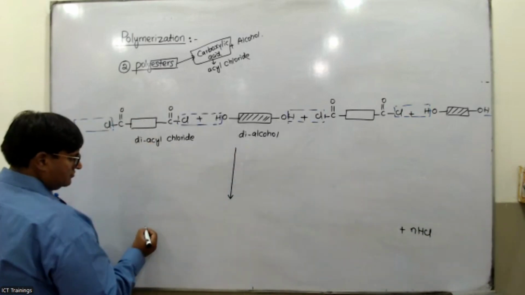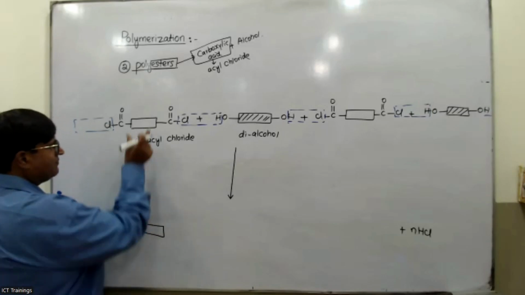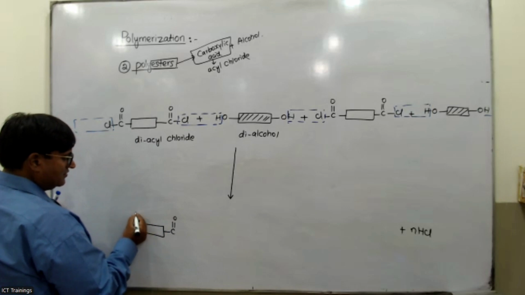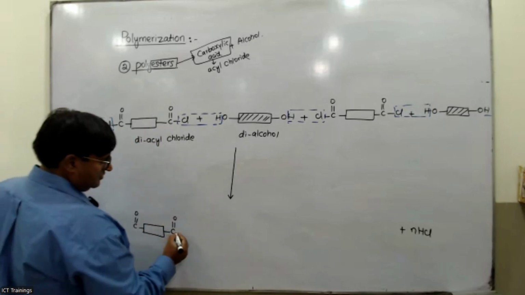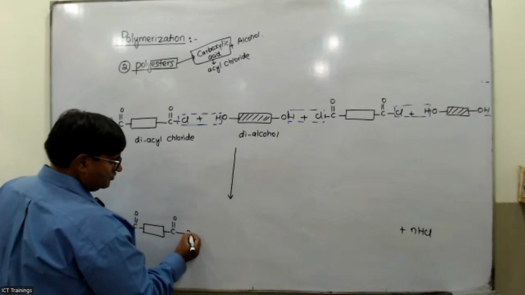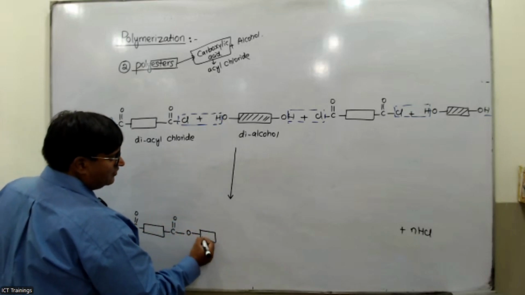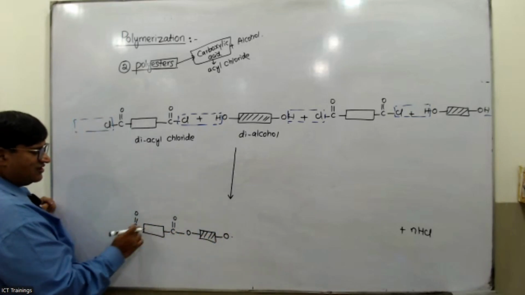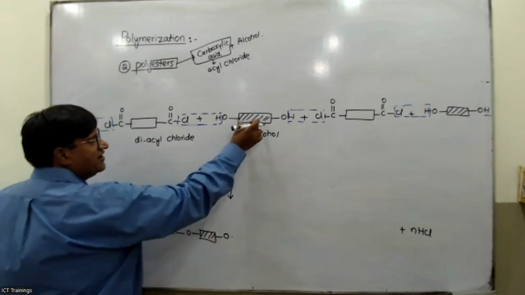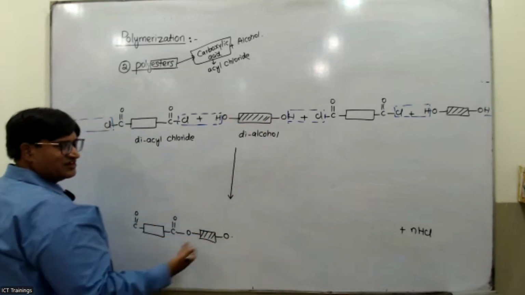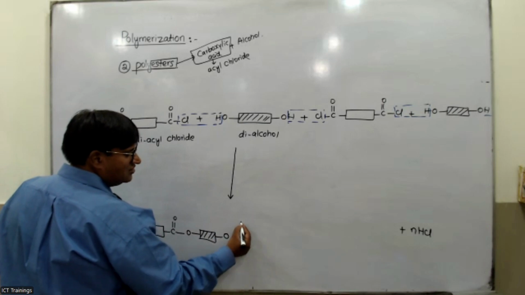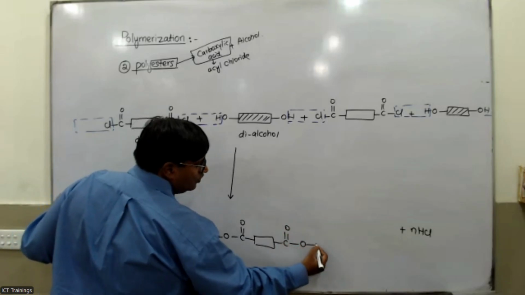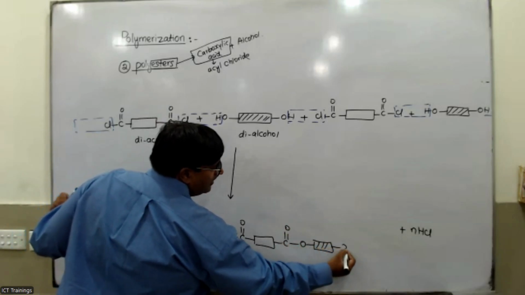Now, this is the white box with C double bond O on both sides, and then you get O, the shaded box, and then O. Have a look up here: the white box is surrounded by C double bond O, and the shaded box is surrounded by O, and just continue it up. Again you get C double bond O, white box, C double bond O, then O, shaded box, O.